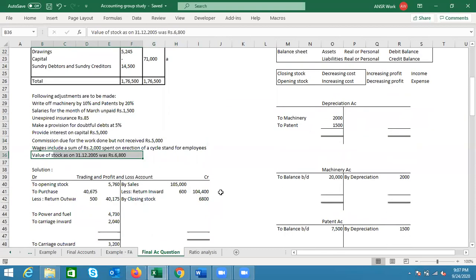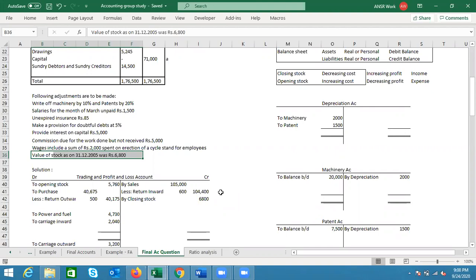Can somebody tell me what other thing the closing stock will affect? Cash? No. Will you receive cash because you have a closing stock, or will you pay cash? Cash is not getting affected. It's just that you realize today that you have closing stock, isn't it? That's what is happening here. Cash is not getting affected.